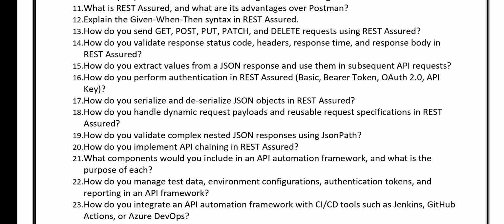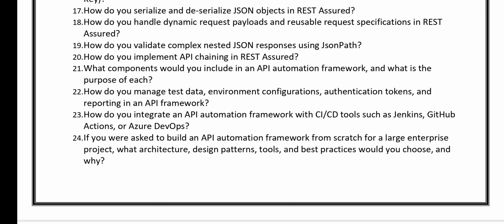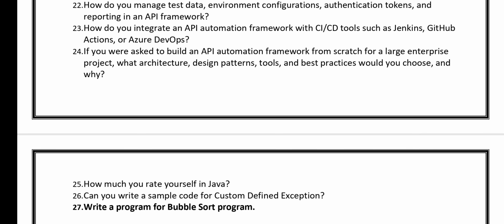What components would you include in an API automation framework? And what is the purpose of each component? And how do you manage test data, environment configurations, authentication tokens, and reporting in an API framework? Then, how do you integrate your API automation framework with CI/CD tools? And the next question goes like, if you were asked to build an API automation framework from scratch, what architecture or design patterns or tools and best practices would you prefer and why would you choose them?